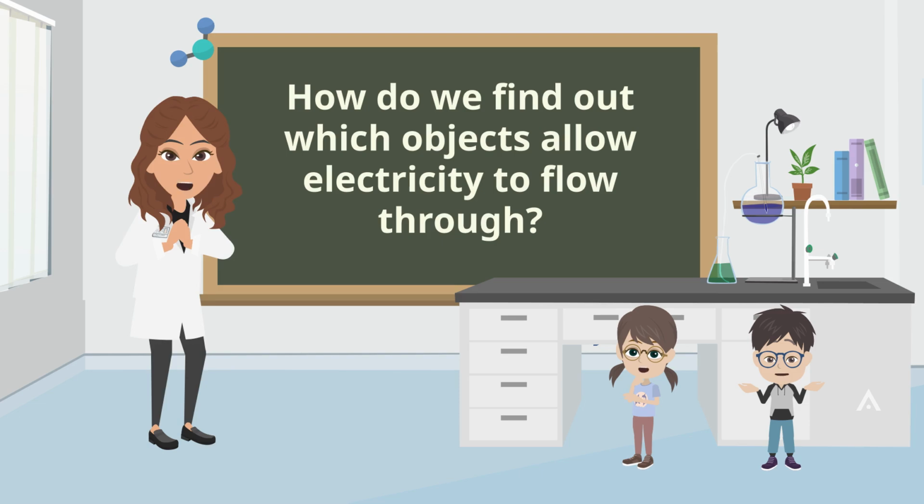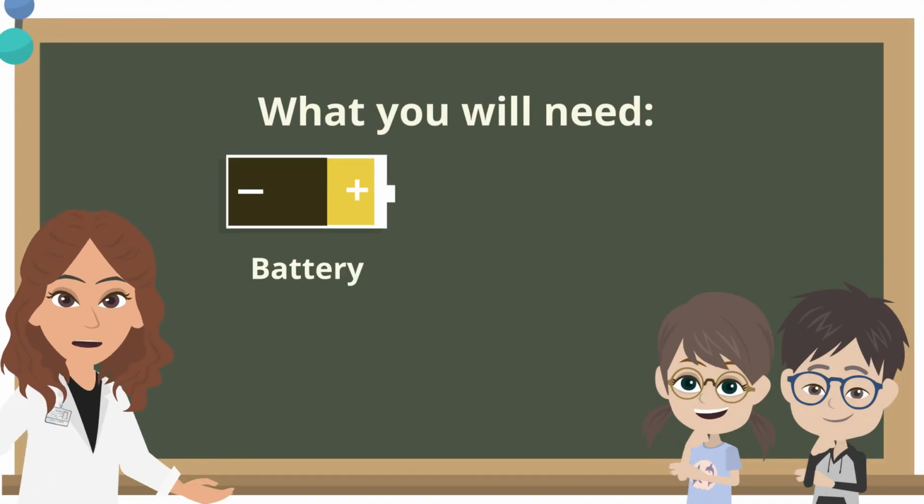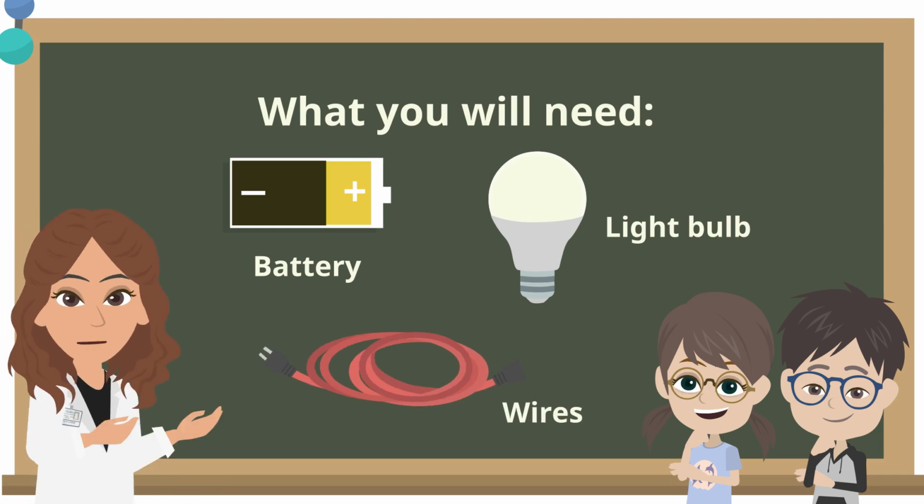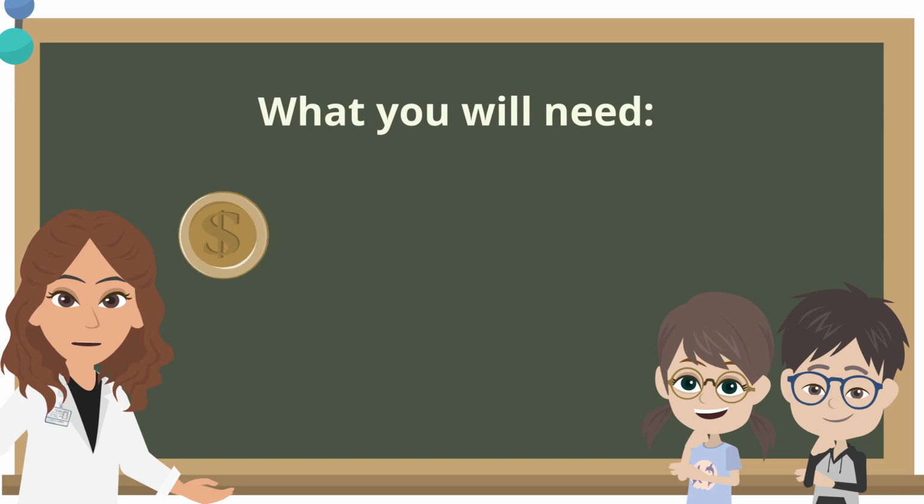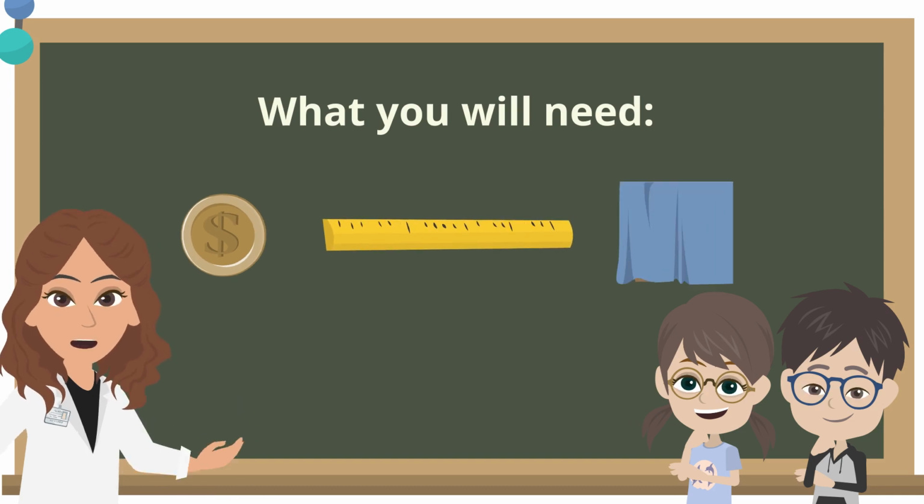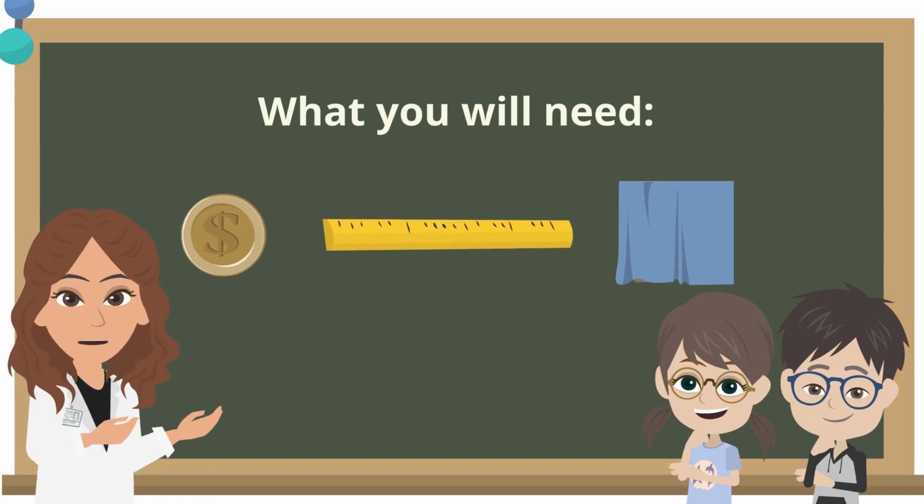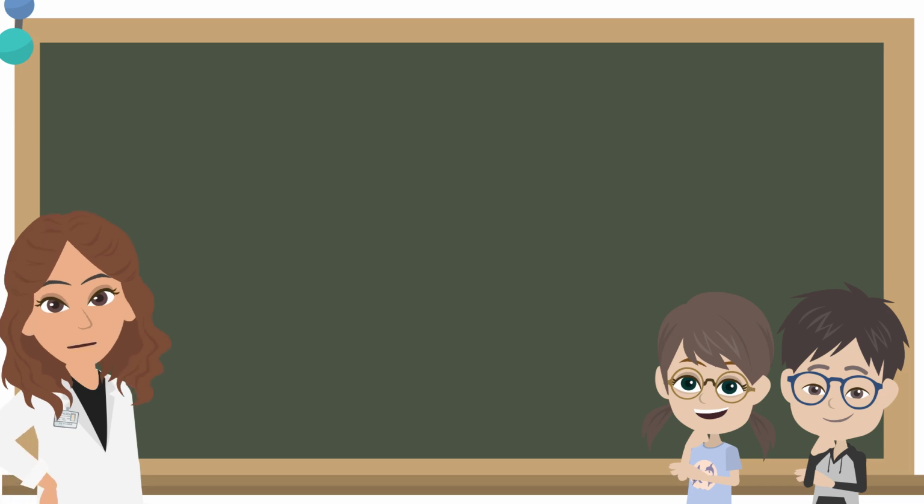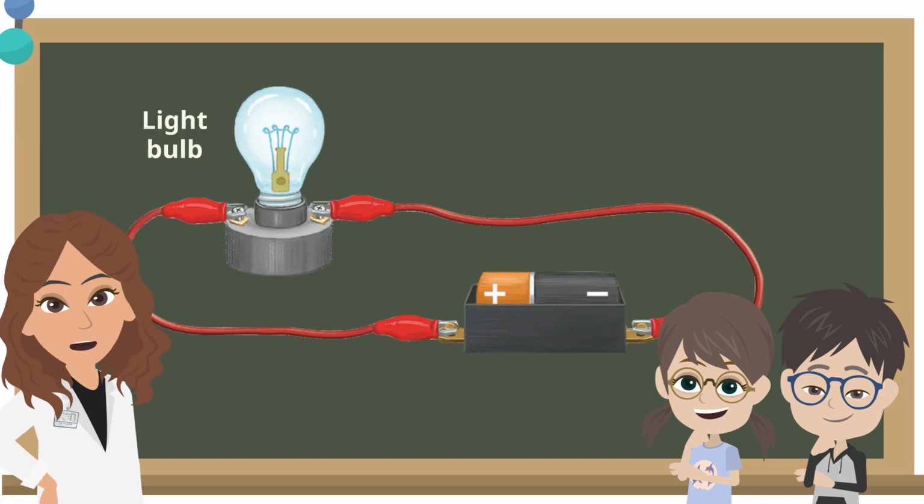Well, let's find out. For this experiment, you will need a battery, a light bulb, and some electrical wires. You will also need a copper coin, a wooden ruler, and a handkerchief as our test materials for today. Before we start the experiment, we need to build our circuit using the light bulb, battery, and wires. We can use the image on the board as a guide.